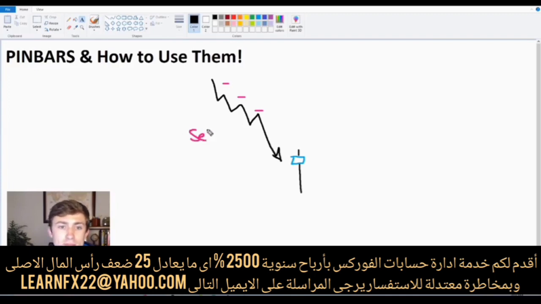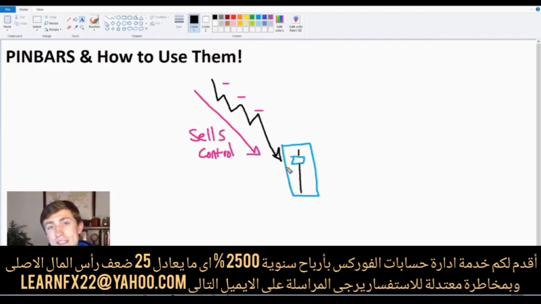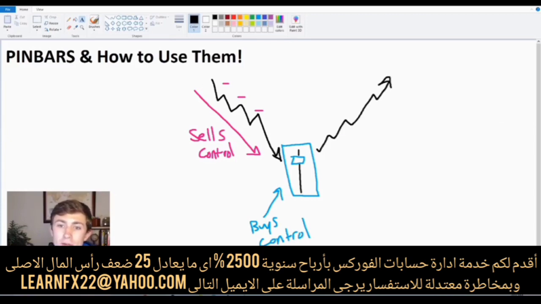So sellers control this market, and they're pushing price lower. Price is making a movement to the downside as sellers hold this market. But then we get this movement. We get that bullish pin bar. And what that signals is that buyers have stepped in, and potentially buyers may control this market now. The idea here is that the next move could be a resurgence or a reversal to the upside, right? So as buyers step in down at these lows.